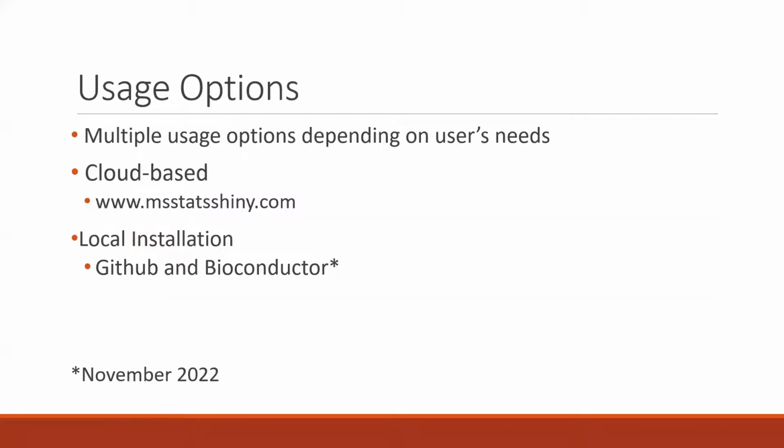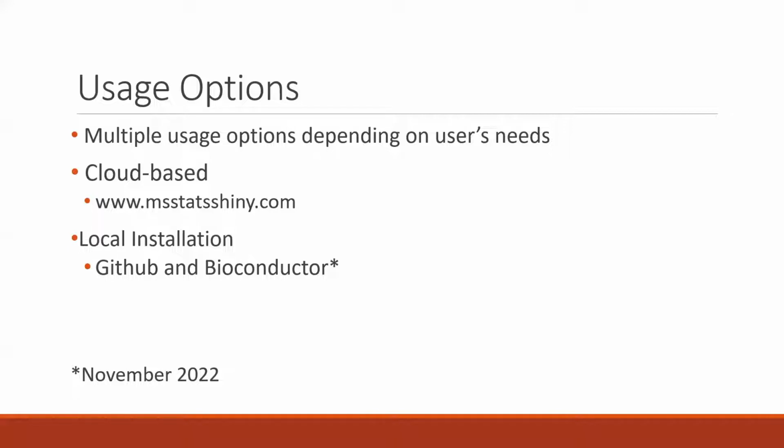There are two options for using the platform, each depending on the user's need. The first option is a cloud-based option located at msstatsshiny.com. This is a quick and easy option for users with smaller data sets that want to quickly analyze their data. The data here has to be lower than 250 megabytes.